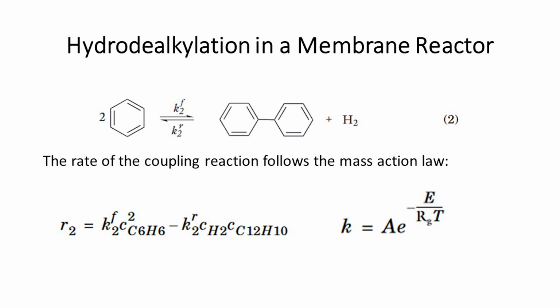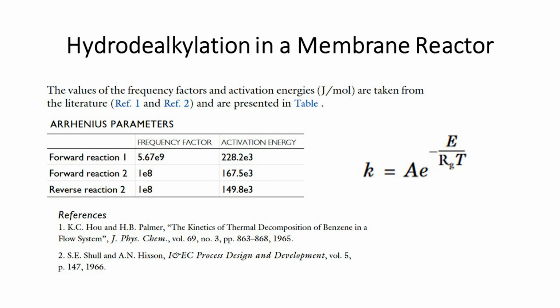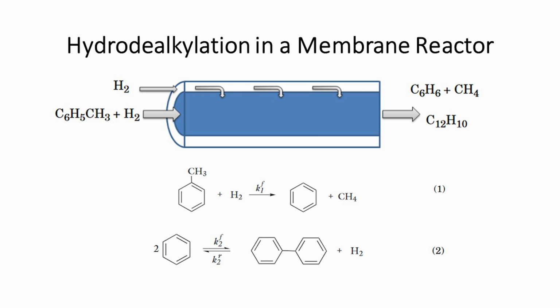At the same time, biphenyl is reversibly formed from benzene. According to this reaction, the rate of the coupling reactions follows the mass action law according to this relationship. In this expression, the rate constant follows Arrhenius type behavior, and the values of the frequency factor and the activation energy in joule per mole are taken from the literature, which is shown in this particular table.